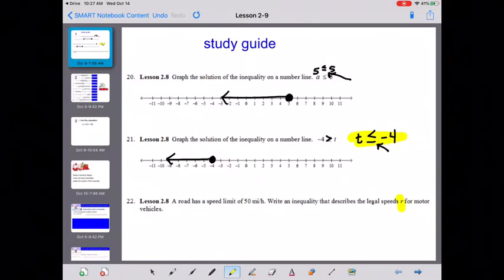motor vehicles. So we need to write down, we're going to use the variable r, and I need to decide what the symbol should be. Now I cannot drive faster than 50, I need to drive slower than 50. Numbers that are slower than 50 would be less than 50. If it's a speed limit, that means I can drive no more than but equal to 50. So I am going to say that it could be equal to 50.